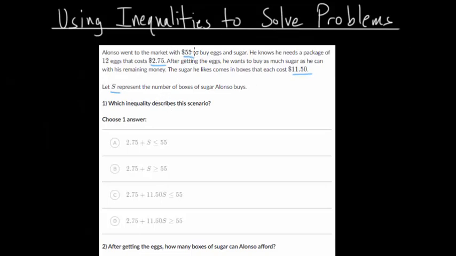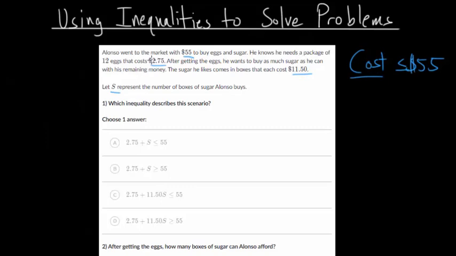And we know that he can only spend $55. He doesn't have any more money than that. So let's say in general that the total cost has to be less than or equal to $55 because he can't go more than that. And now let's work on this left-hand side. Well, what makes up the cost?